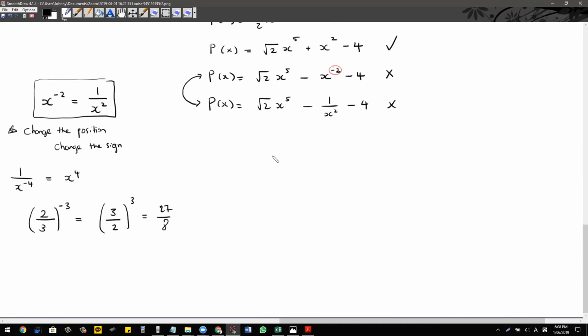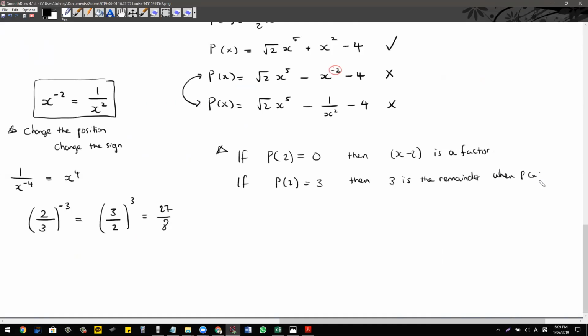If I can just summarize this, it goes like this. If p of 2 equals 0, then x minus 2 is a factor. If p of 2 equals 3, then 3 is the remainder when p of x is divided by x minus 2. Of course, in this case, the remainder is 0.